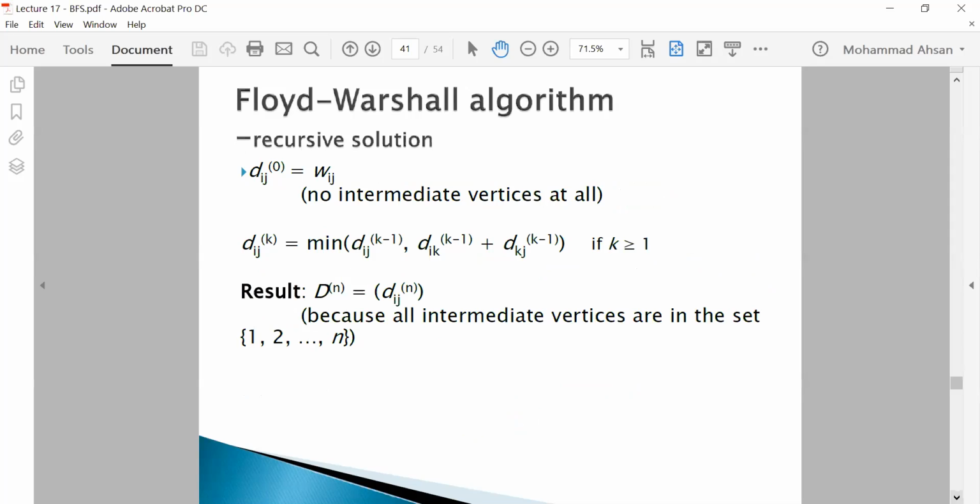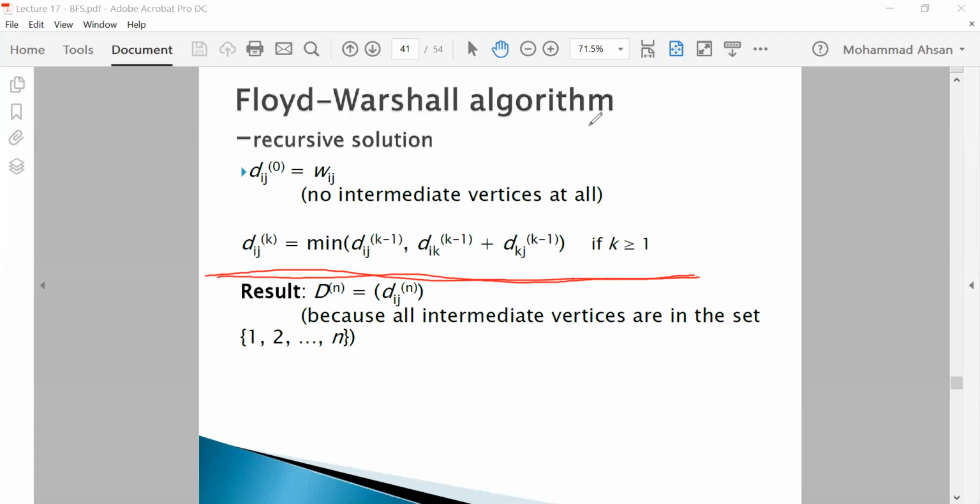So what is our recursive formulation? This is a recursive solution, because what we are saying is the distance between i and j. If you look at this, let's read it out. The distance between i and j with k intermediate vertices is the minimum of the distance between i and j with k minus 1 intermediate vertices.